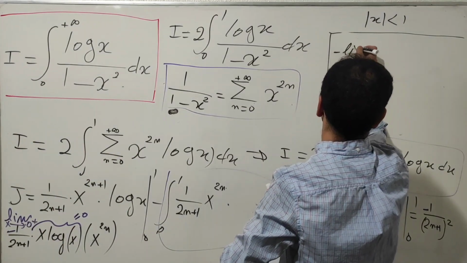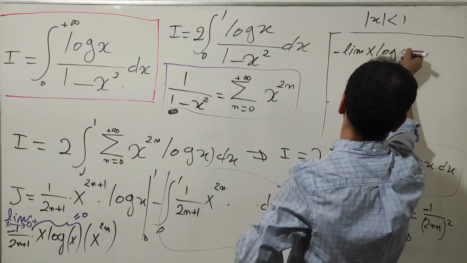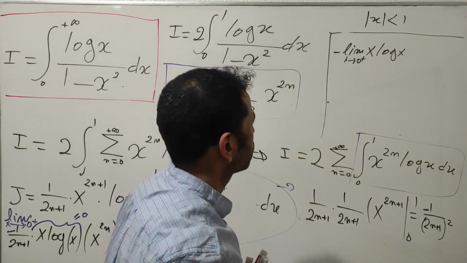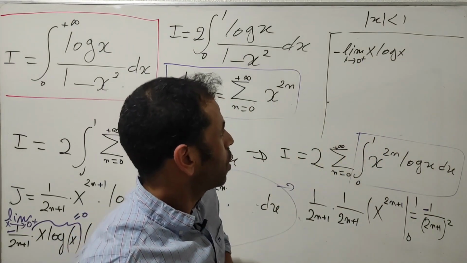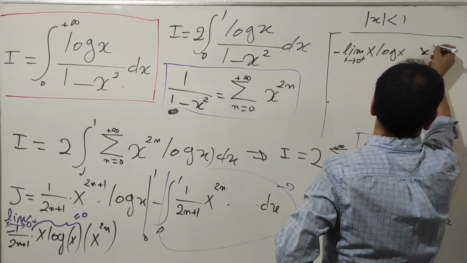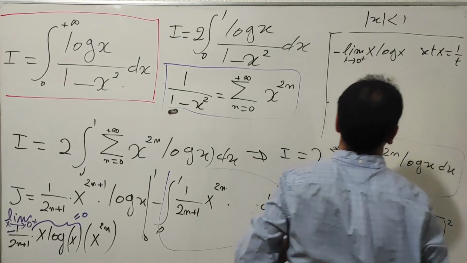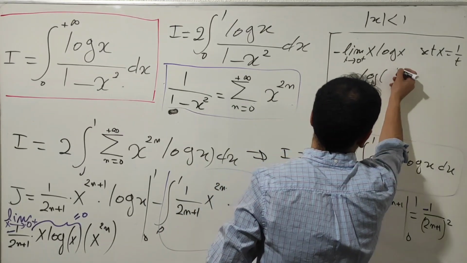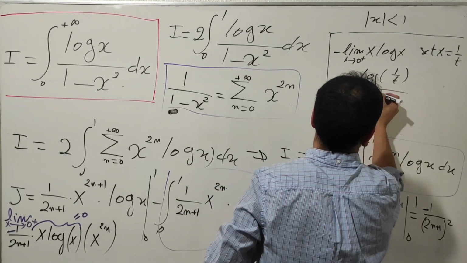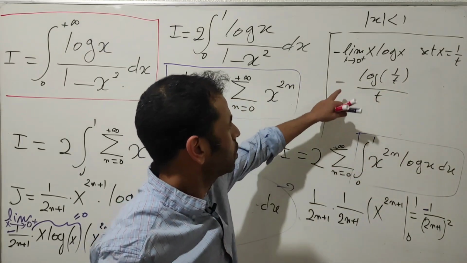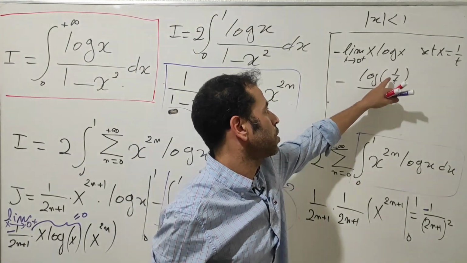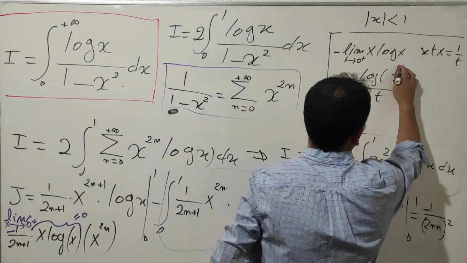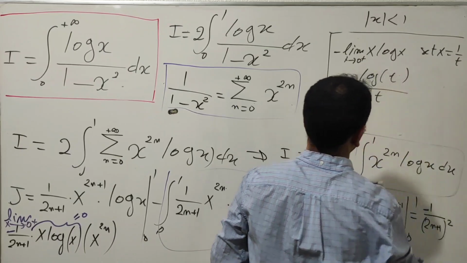So we have minus the limit of x log x as x goes to 0 from above. Let's set x equals 1 over t. Okay, so I get the following: minus log of 1 over t, all over t. Then taking the inverse of the log, I get a plus sign here. This becomes log of t.